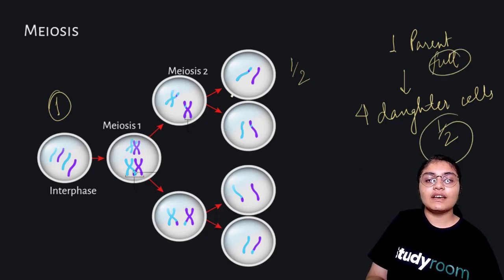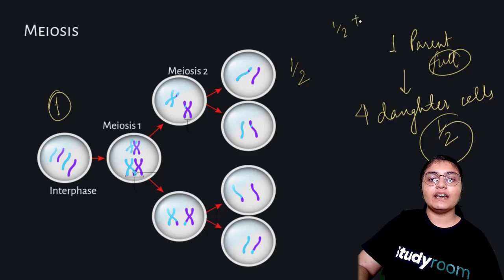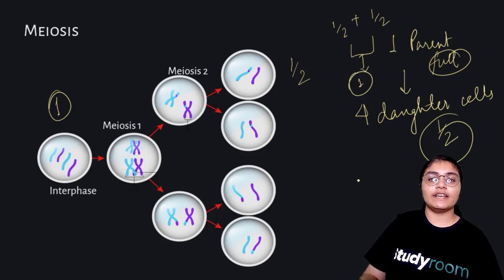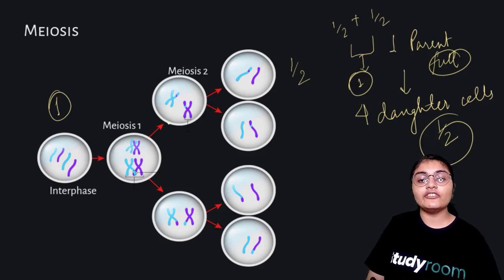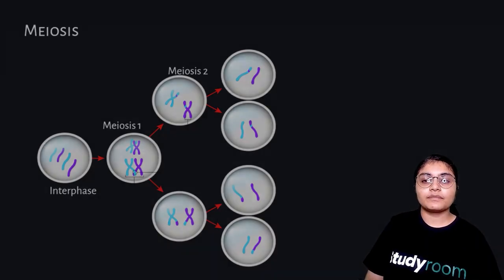And when one daughter cell from one parent and one daughter cell from another parent come together, they'll form a new organism which will have the full DNA content, and hence this process is very, very instrumental in the sexual mode of reproduction, right?